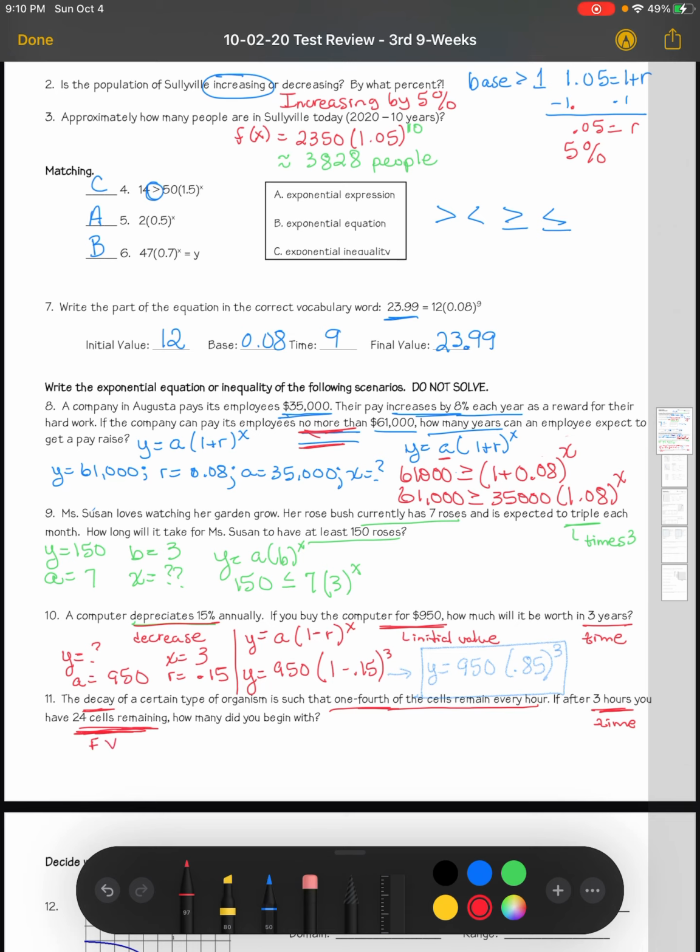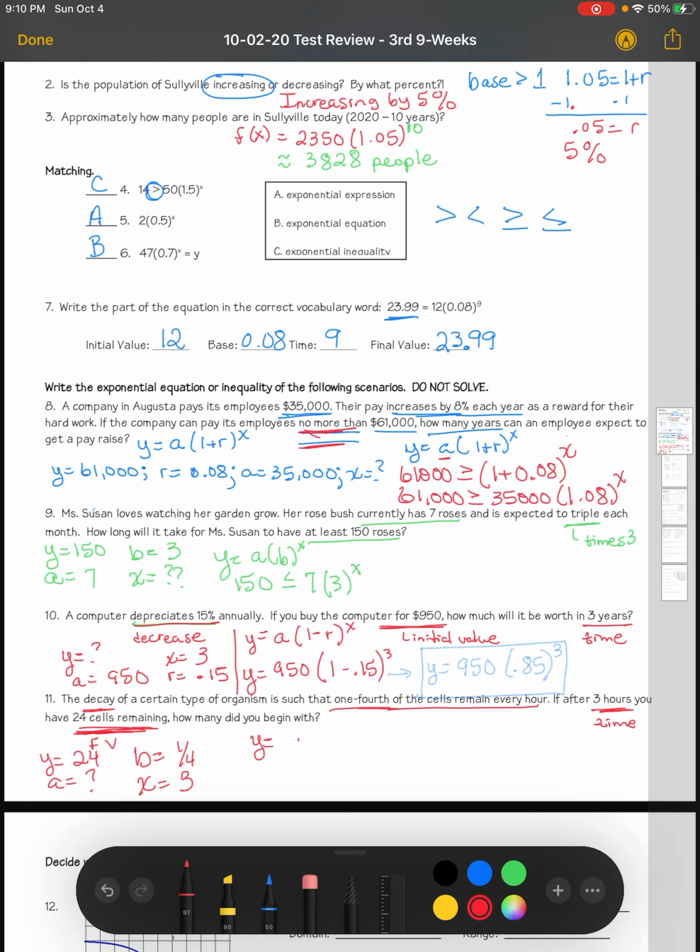So how many did you begin with? So we know that we're going to end up with 24 cells at the end. That's our final value. We don't know how many we begin with, so we don't know our A value. Our base is 1/4 of the cells remain every hour, so our base will be 1/4. And we know the X is our time of 3 hours.